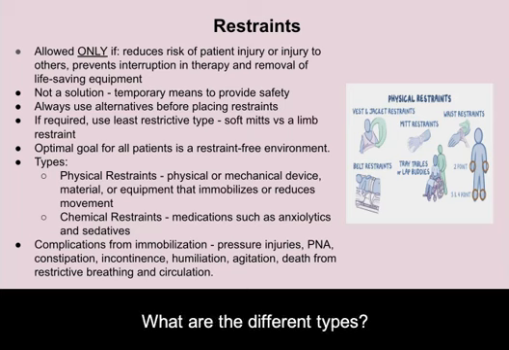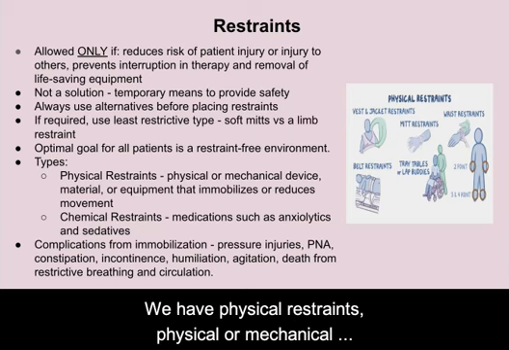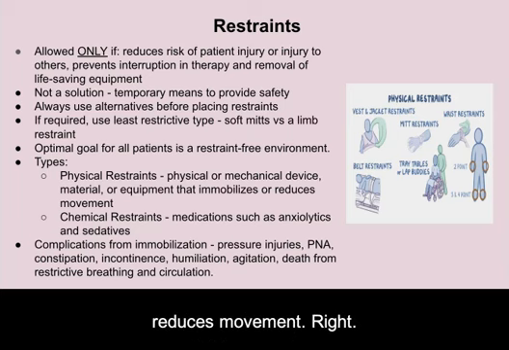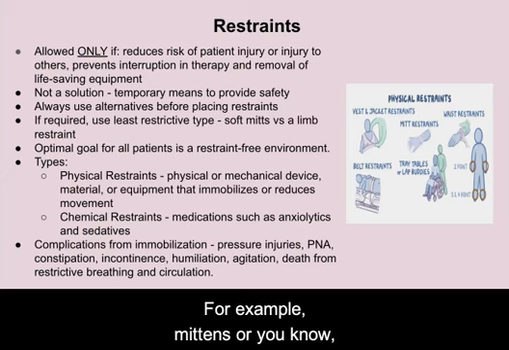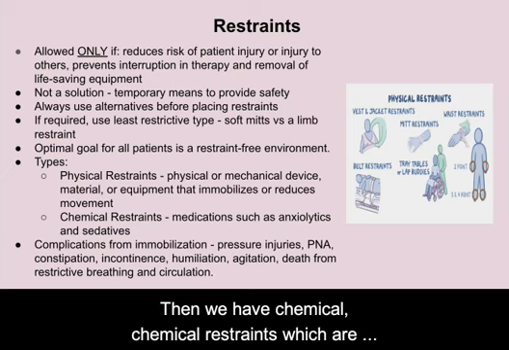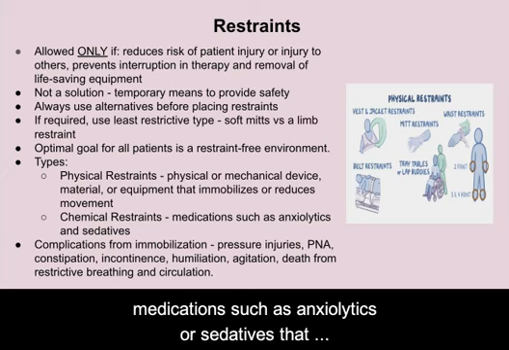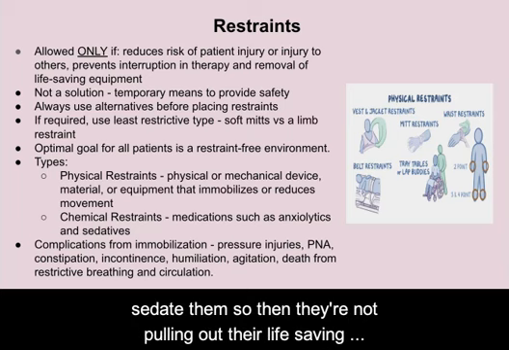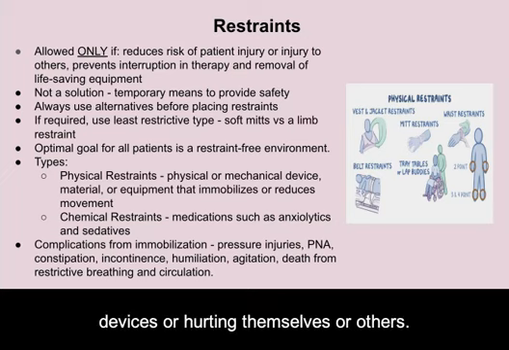That's our goal, right? What are the different types? We have physical restraints, physical or mechanical devices, or materials or equipment that immobilize or reduce movement, right? For example, mittens, wrist restraints, or belt restraints. All of those are physical restraints. Then we have chemical restraints, which are medications such as anxiolytics or sedatives that relax and sedate the patient so then they're not pulling out their life-saving devices or hurting themselves or others.